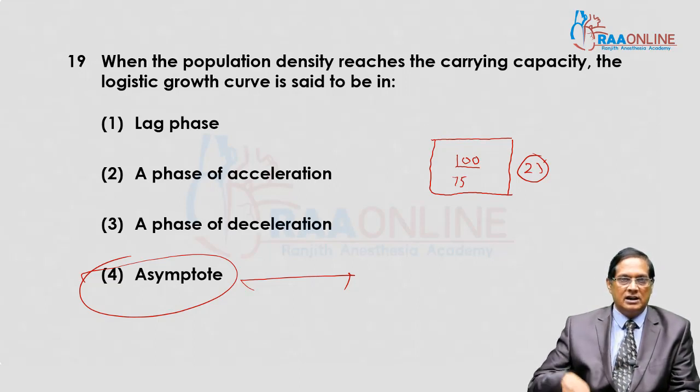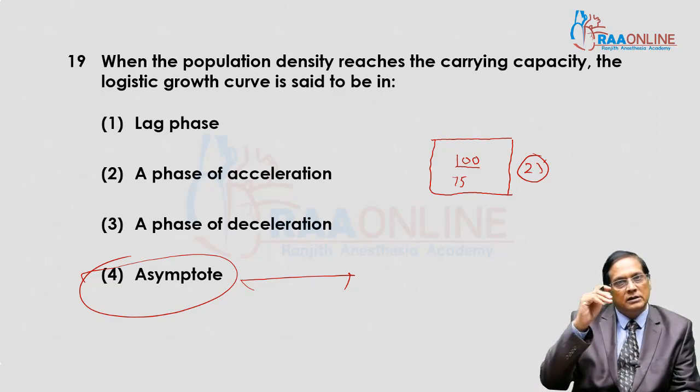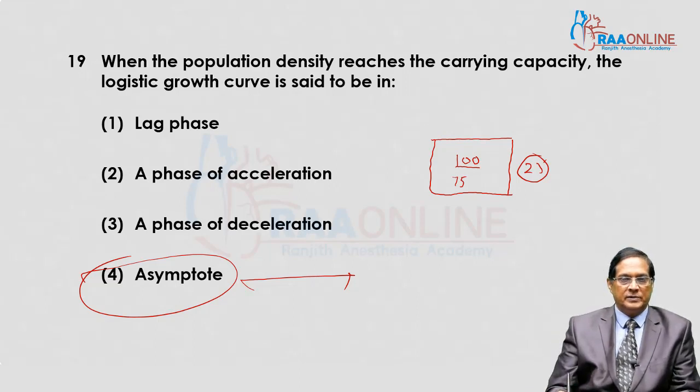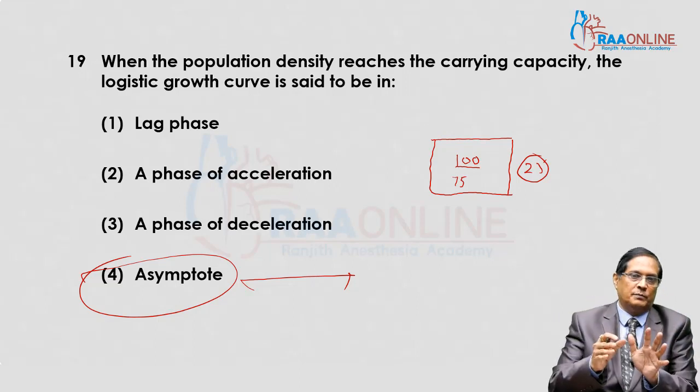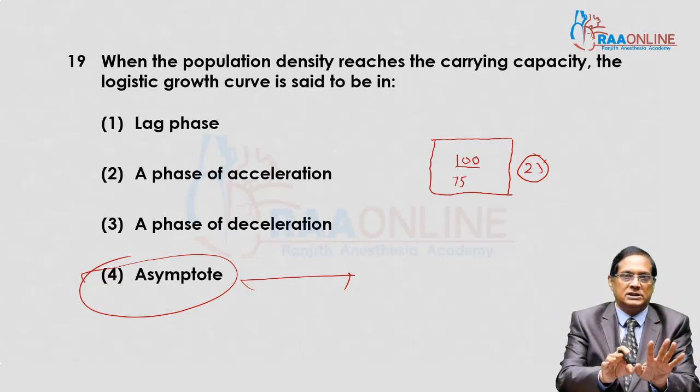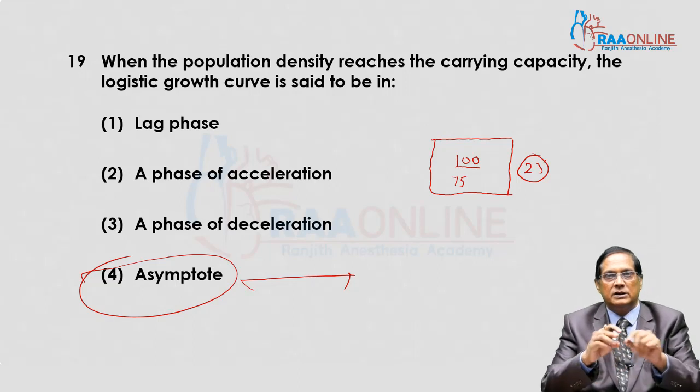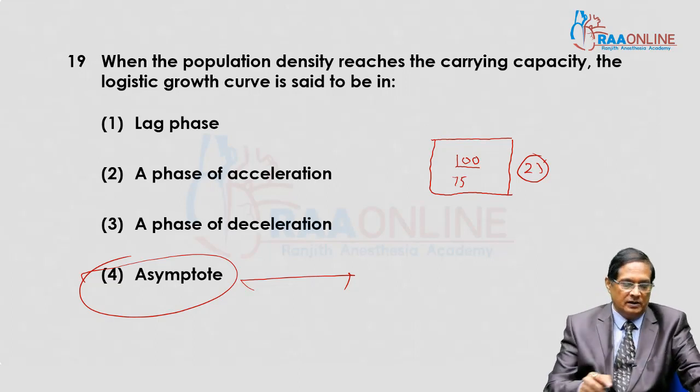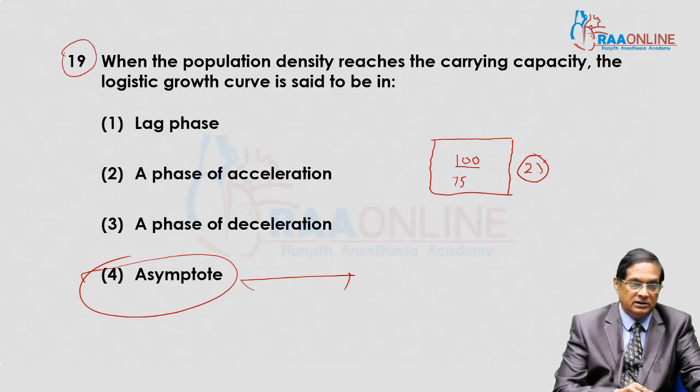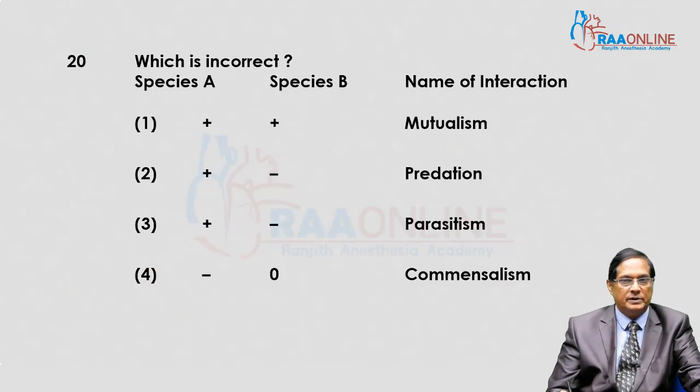Carrying capacity of a particular habitat. So the asymptote condition is a state of equilibrium. The population density reaches its maxima according to the available resources and the area. This is question number 19, and the answer is asymptote.